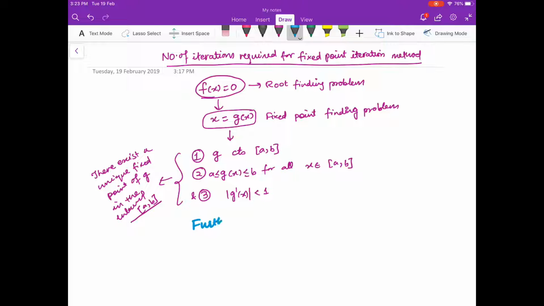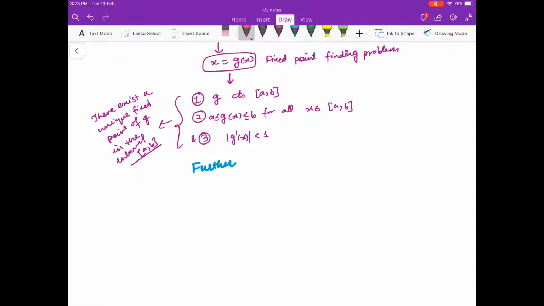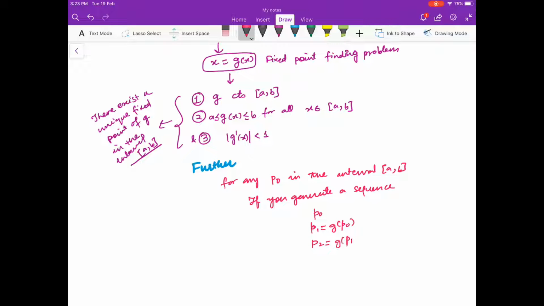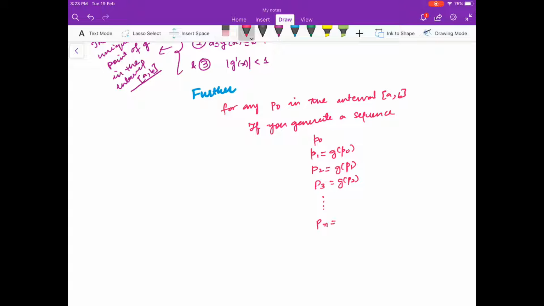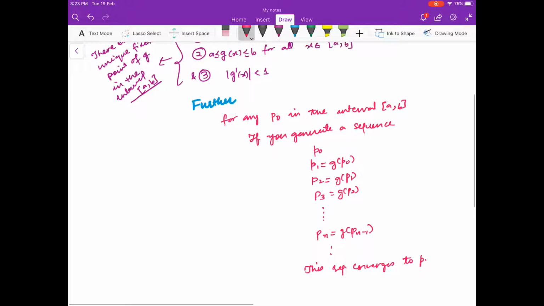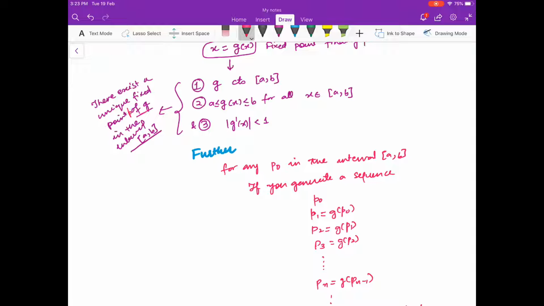Further, for any p naught in the interval [a, b], if you generate a sequence p naught, then p1 is equal to g of p naught, p2 is equal to g of p1, p3 is equal to g of p2, and so on. pn is equal to g of pn minus 1, then this sequence converges to p, which is the unique fixed point. Call it p, unique fixed point p of g.